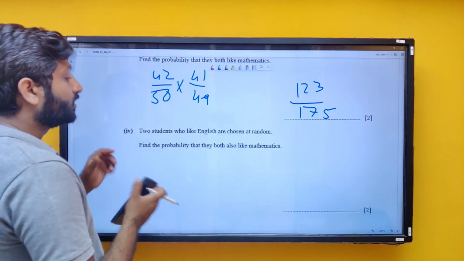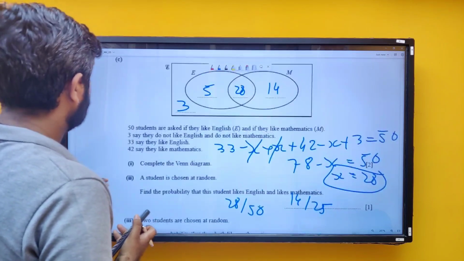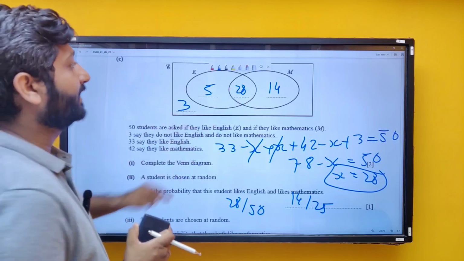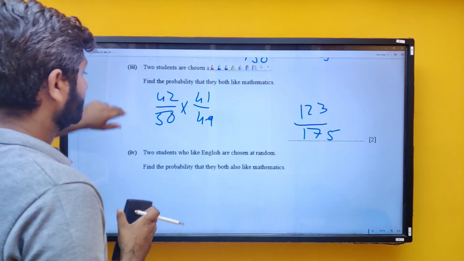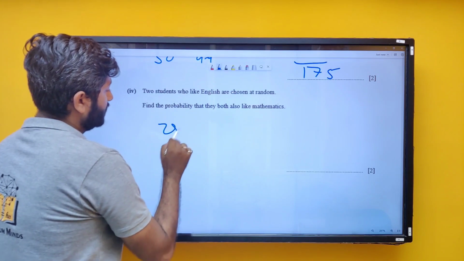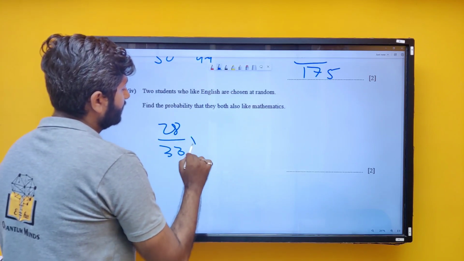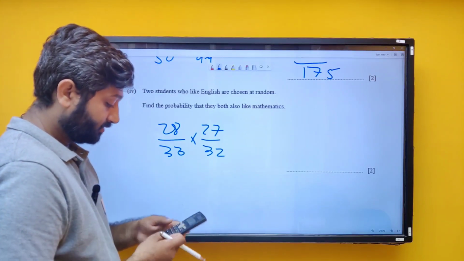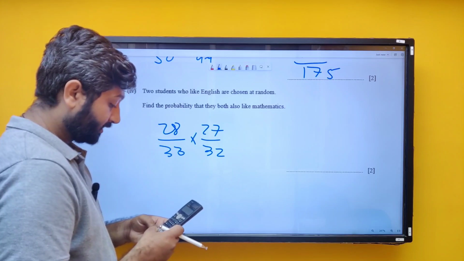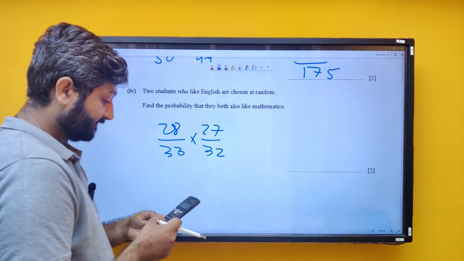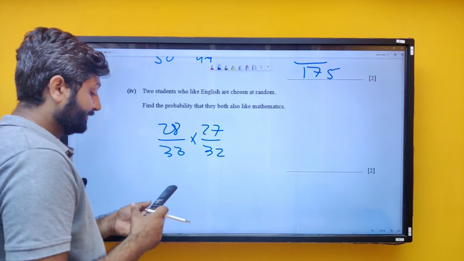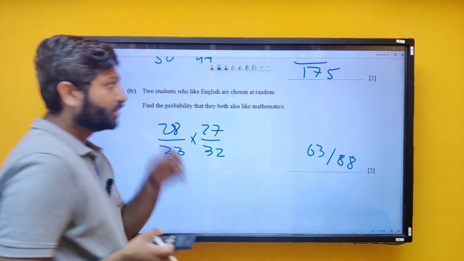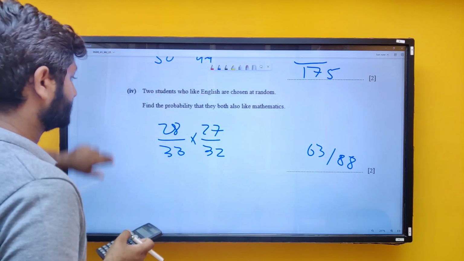Next. 2 students who like English are chosen at random. Find the probability that they also like mathematics. So how many like English? 33 like English. Out of them, how many like mathematics? 28 like maths. So the answer is going to be 28 upon 33 into 27 upon 32. So the answer is 63 by 88. You could also mention its decimal equivalent in both the questions.